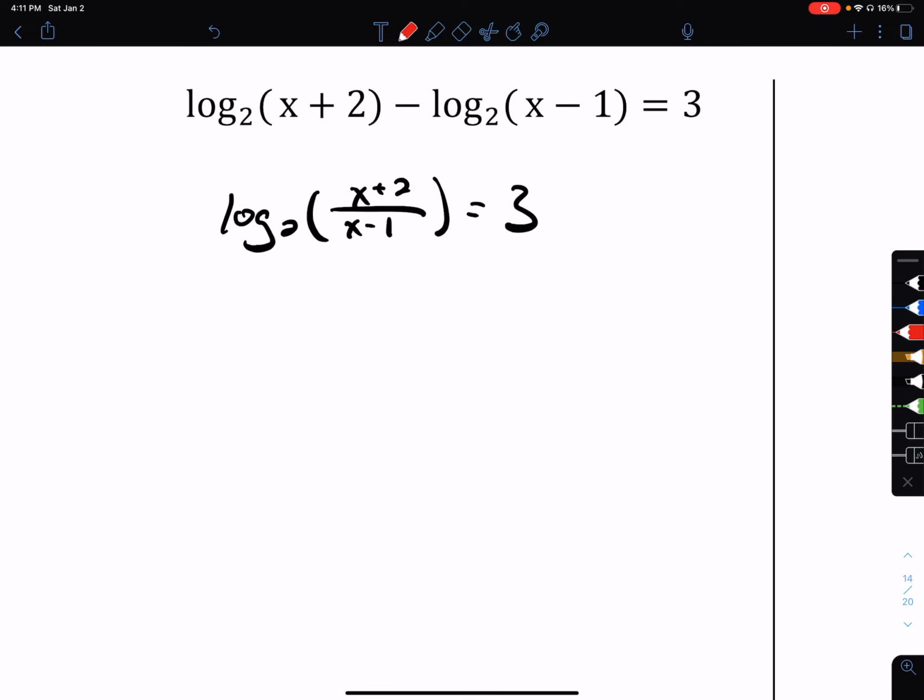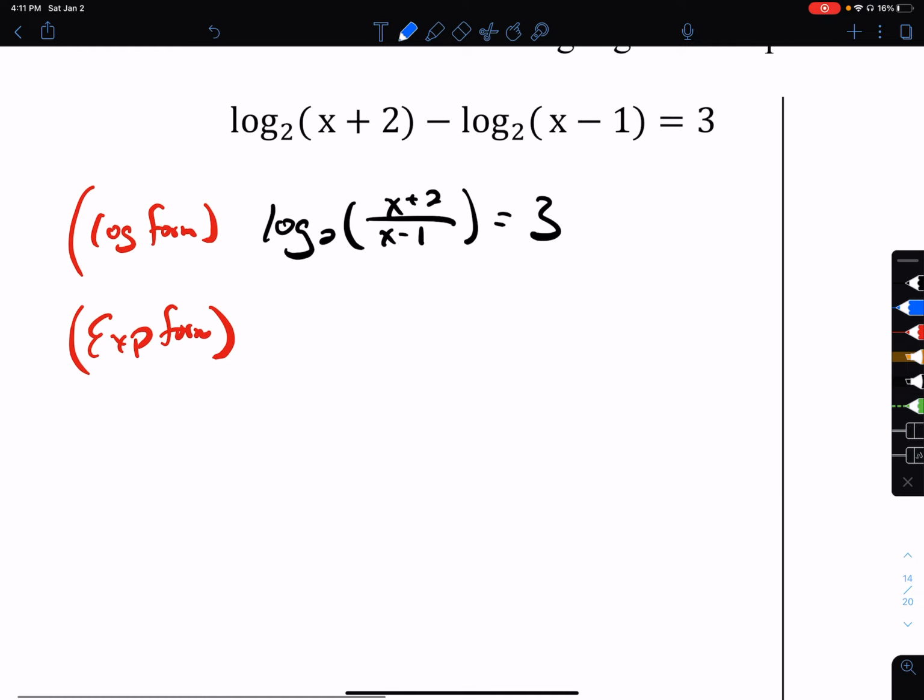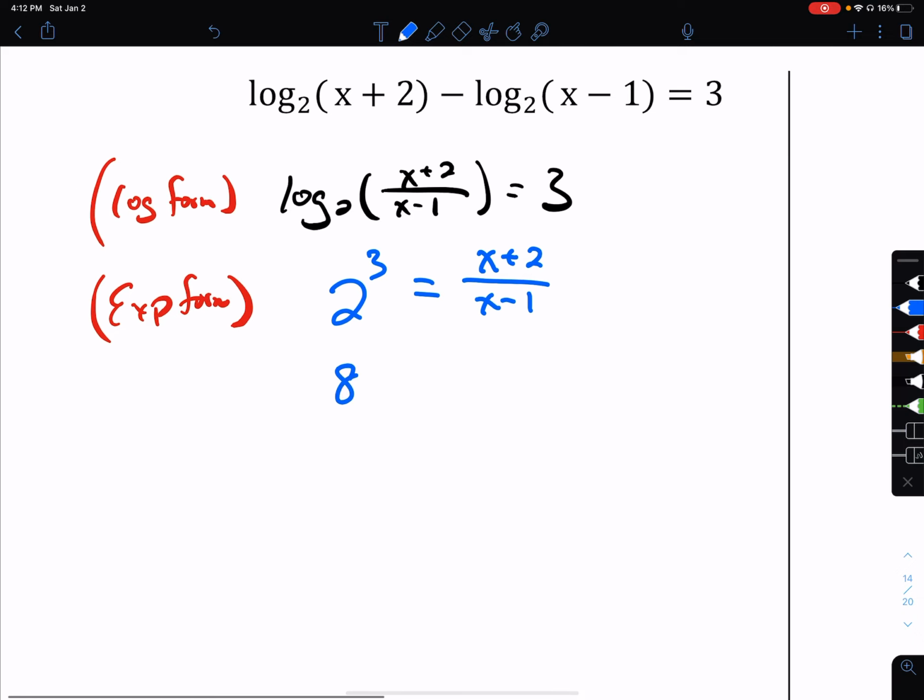So just to be clear, this is log form. I'm going to change to exponential form. I try to make this note every time I do this, just so when you look at it later, you understand what happened. It's not necessary for you to write that on your paper when you're doing homework or tests. So the base raised to the exponent equals the argument. This should be easy to solve. 2 cubed is 8.